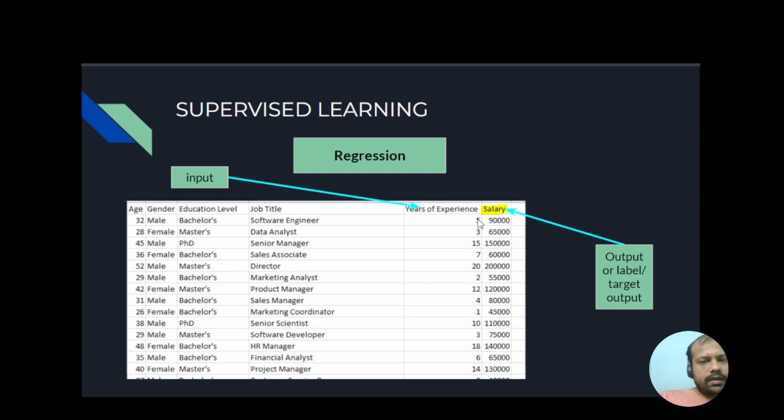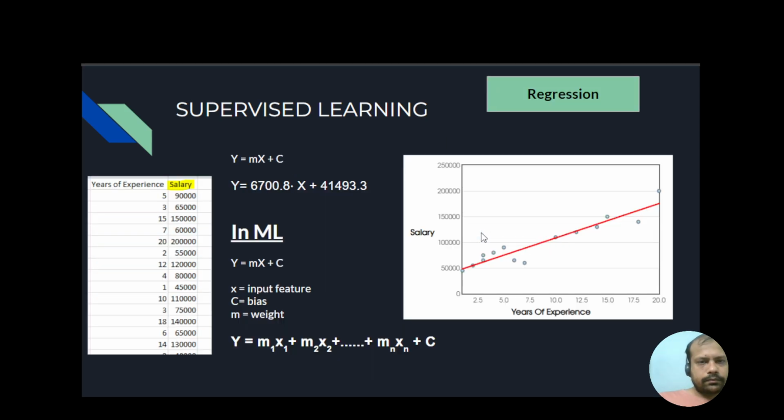So if a person has 5 years of experience, the salary would be 90,000. If the person has 20 years of experience, the salary is 2 lakhs. It could be month, year, that does not matter. Right now, we have to understand the concept behind it, right? So, years of experience and salary. In maths, you must be remembering your 10th and 12th standard, right? Salary is dependent on years of experience.